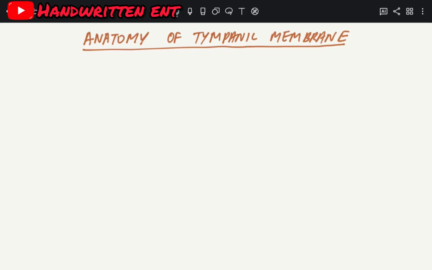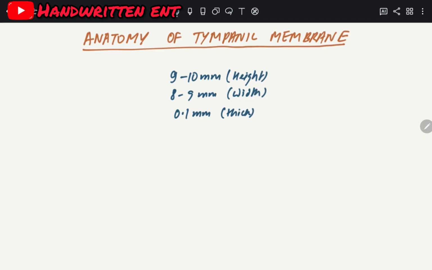Our today's topic of discussion is anatomy of tympanic membrane. So, the dimensions of tympanic membrane are 9 to 10 millimeter height and 8 to 9 millimeter width. And the tympanic membrane is about 0.1 millimeter thick. So, the tympanic membrane is a partition between the external auditory canal and the middle ear. It is positioned at an angle of about 55 degree to the external auditory canal.